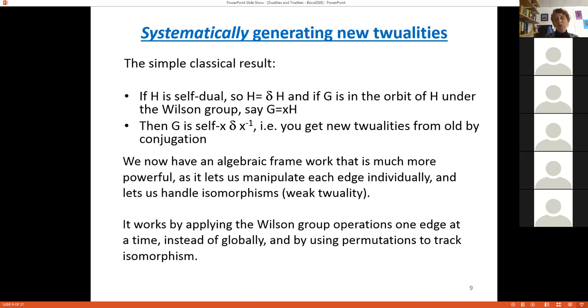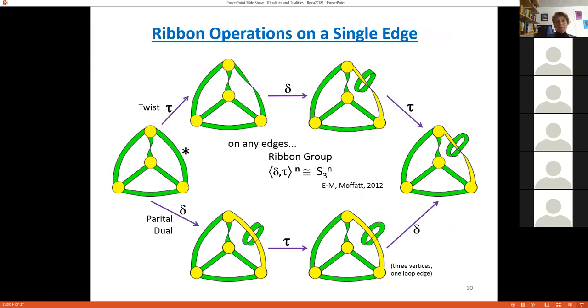So what we have now is an algebraic framework that's much more powerful. It's going to let us manipulate each edge individually, and it's going to let us handle isomorphisms, a kind of weak duality, okay? And it's going to work by applying those Wilson group operations one edge at a time instead of globally, and by using permutations to track isomorphism. So here's how you do those ribbon operations on just a single edge instead of on the whole graph. Here's the K4 in the projective plane that we saw before, and we're going to be operating on this edge right here. Okay? If you twist that edge, it just puts a half twist, it unsticks one end, turns it over once, and sticks it back on.